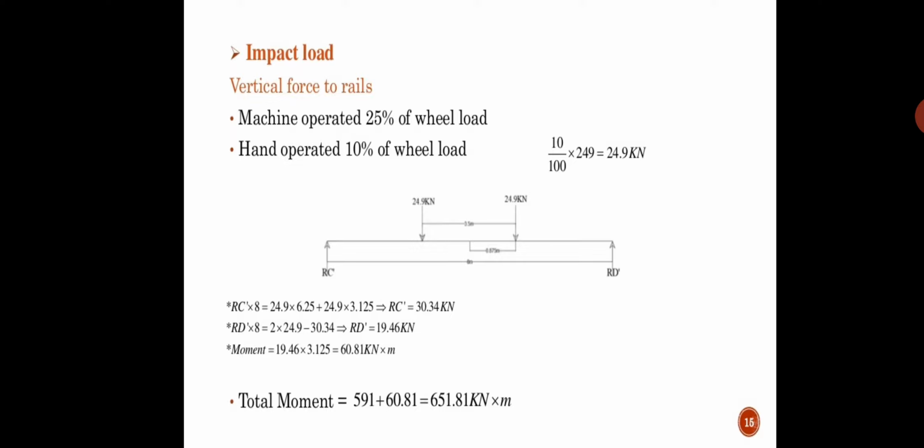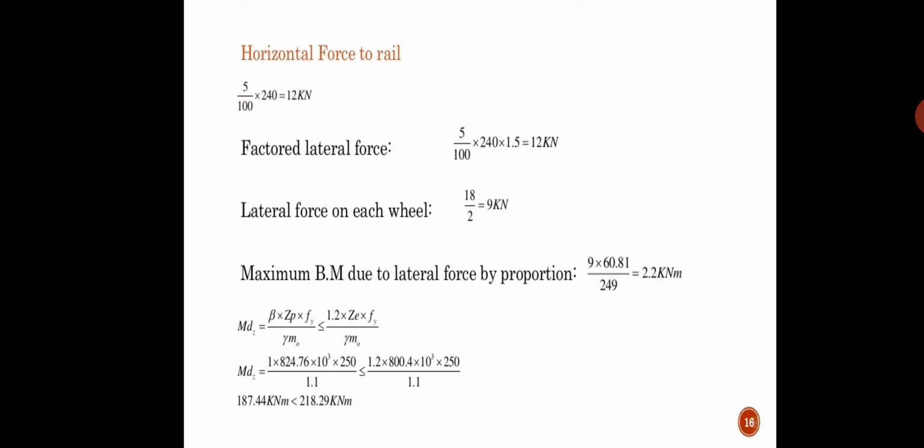So we know that RC dash is equal to 30.34 kilonewton, RD is equal to 19.46 kilonewton. We will take calculating the moment. So 19.46 multiplied by 3.125. So our moment is 16.81 kilonewton meter. So the total moment: our previous moment 591 and this one 16.81, so total moment will be taken as 651.81 kilonewton meter.